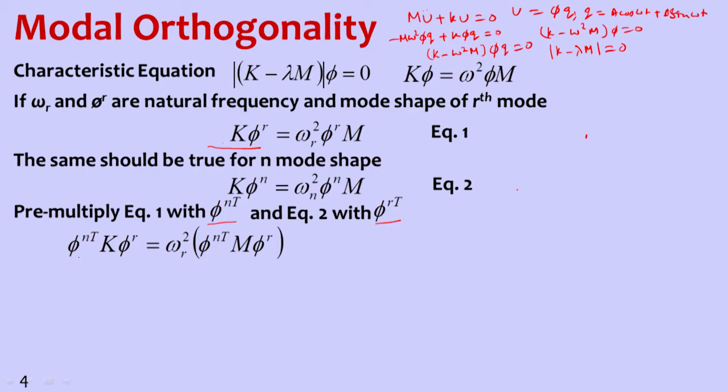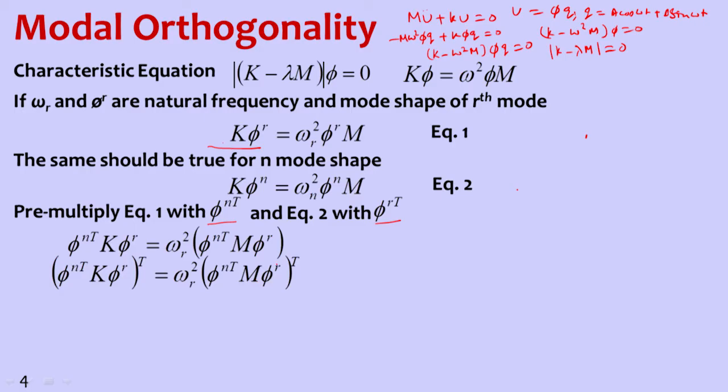Phi n transpose k phi r is equal to omega r square phi n transpose m phi r. This is equation number 1, when we multiply with phi n transpose. Then if I take the transpose of this one, (phi n transpose k phi r) whole transpose is equal to omega r square (phi n transpose m phi r) whole transpose.